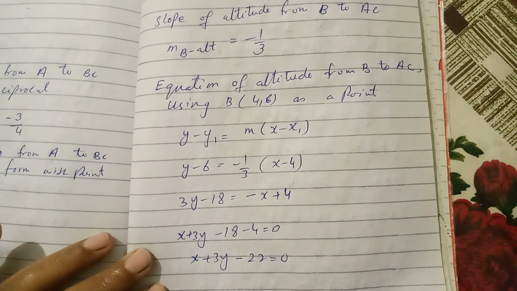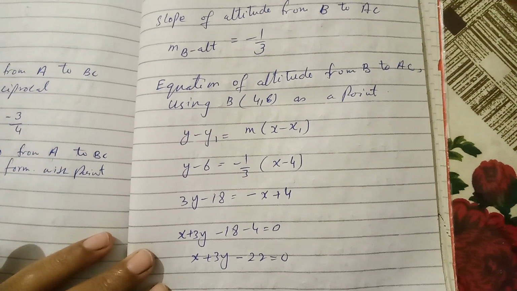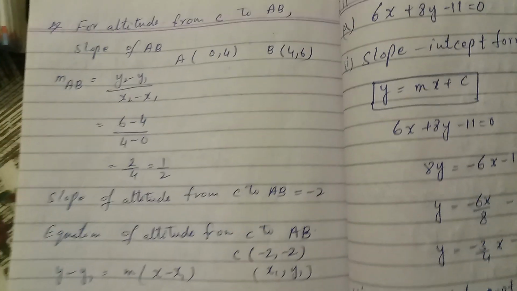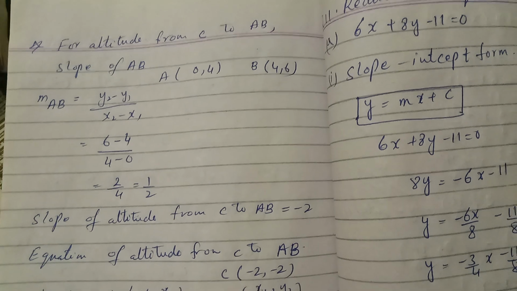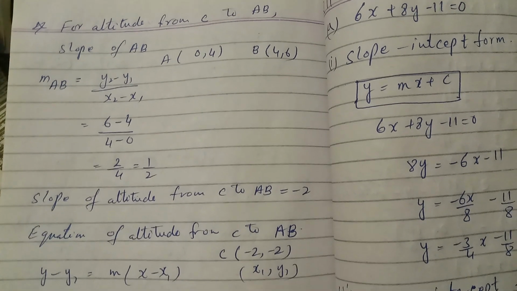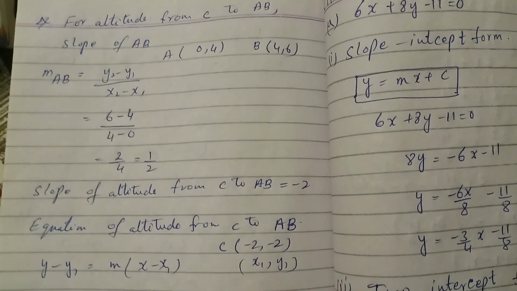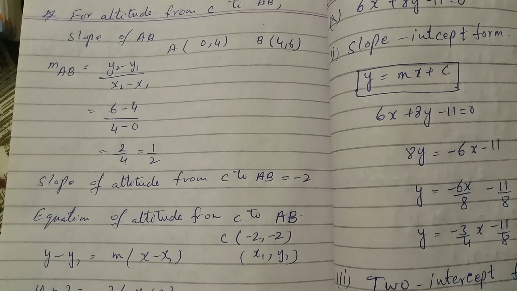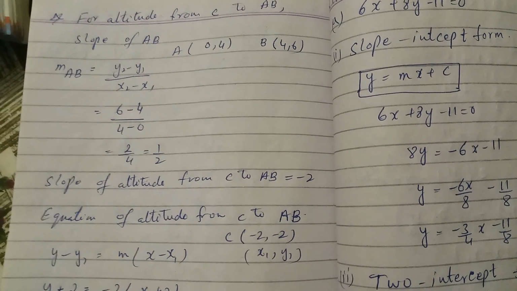By solution, we have got x plus 3y minus 22 equal to 0. Now the next: altitude from C to AB. Slope of AB, first of all, you have to find that, is 1 by 2. Then the equation of the altitude from C to AB, the slope will be minus 2.